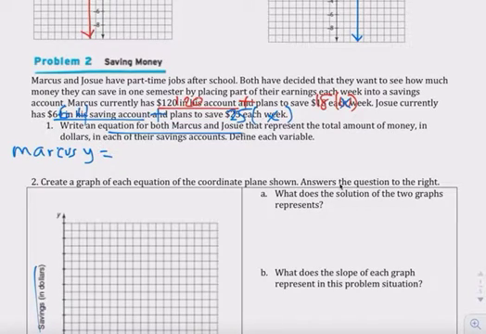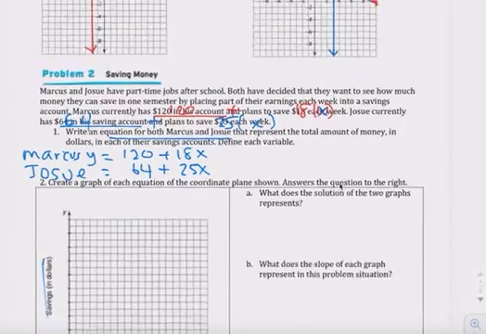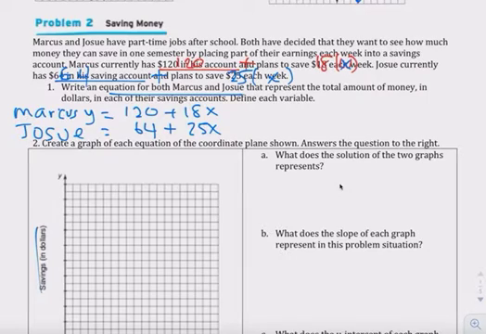Marcus is y equals 120 plus 18x. And Josue is equal to, well, happy birthday, Josue. 64 plus 25x. Okay, that's Josue. Now we need to graph this. Define the variable. X equals the number of weeks, and y equals the amount saved.